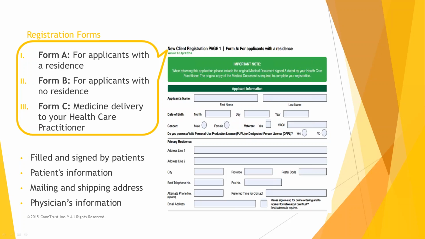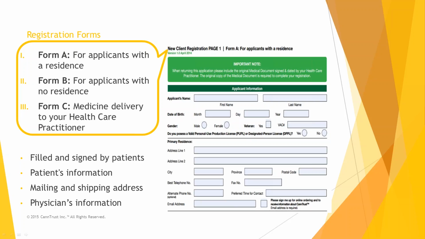For 95% of patients, you are going to use just Form A, which is for applicants with a residence. So if you live in a house or a residence, you fill just Form A, which has your information, your address, what shipping address you want the licensed producer to send the product to, and you sign the document.